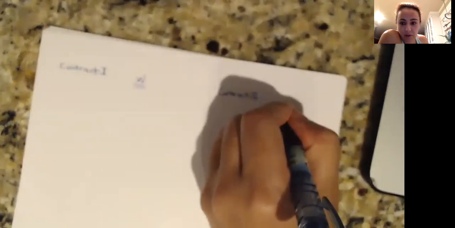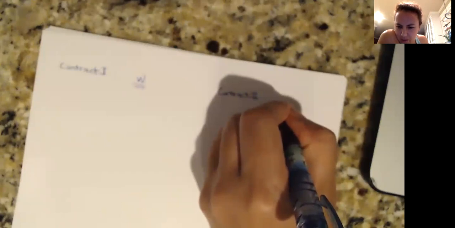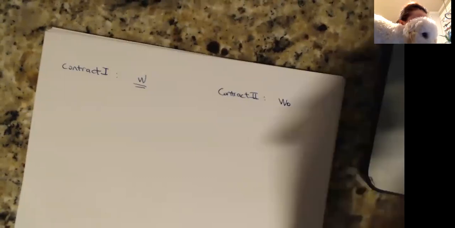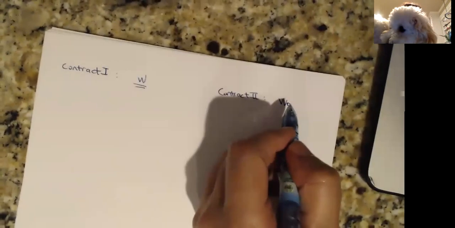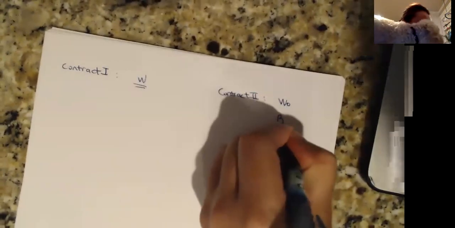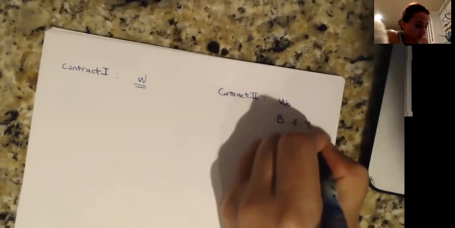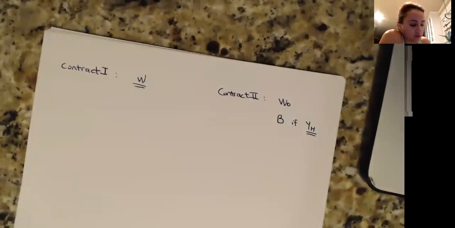Contract 2 is where I pay a base wage of W0. So this is for sure. So I'm paying W0 to everybody. And I pay a bonus B if output turns out to be YH.